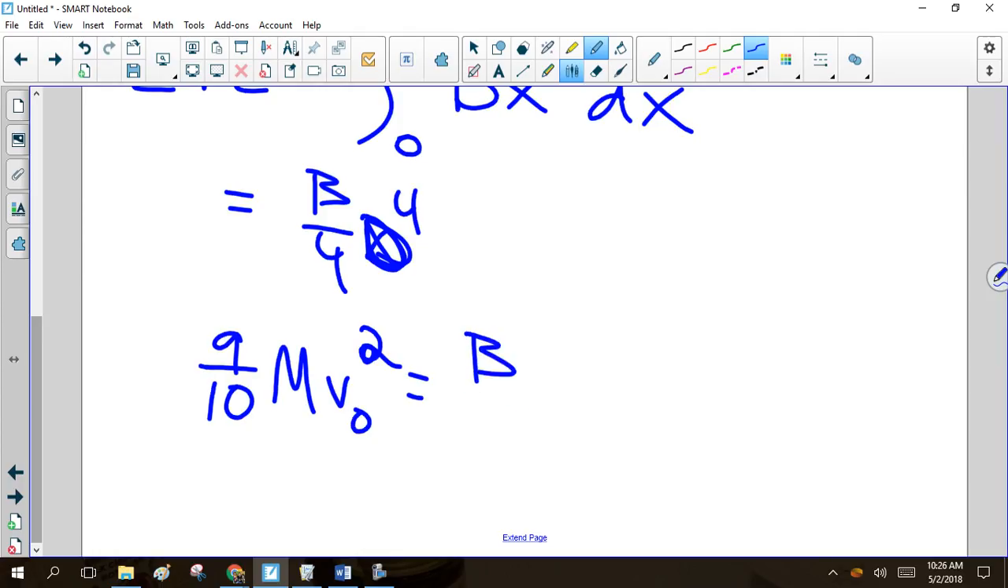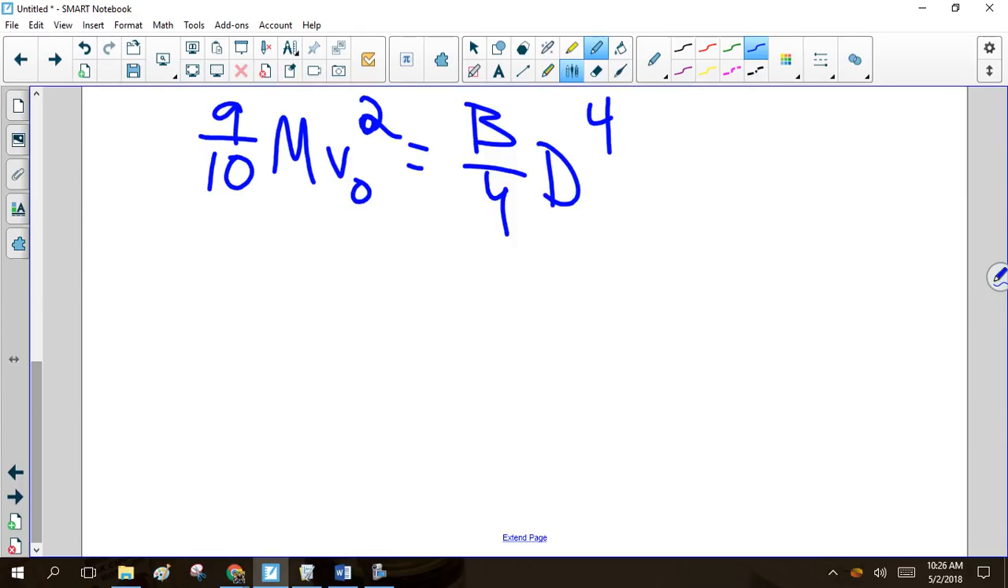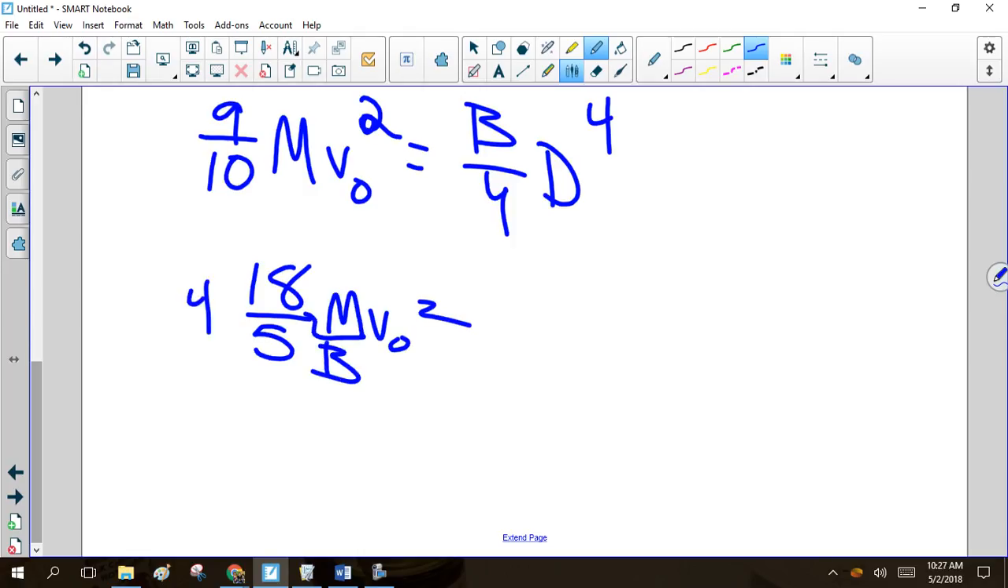Equals. And then solve for d, right? And you get this mess. So multiply both sides by 4. You're going to get, what, 36 over 10, which is the same as 18 over 5. So 18 fifths m v naught squared. We got to divide by b in here somewhere. Over b, and then you got to take the 4th root, right? Get rid of the 4th.